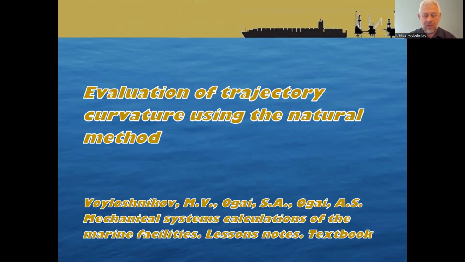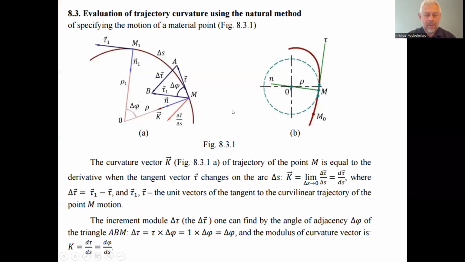Evaluation of trajectory curvature using the natural method of assigning the motion of a material point is article number 8.3 of the book Mechanical Systems Calculations of the Marine Facilities. So let's consider the natural assigning of the motion of a material point.